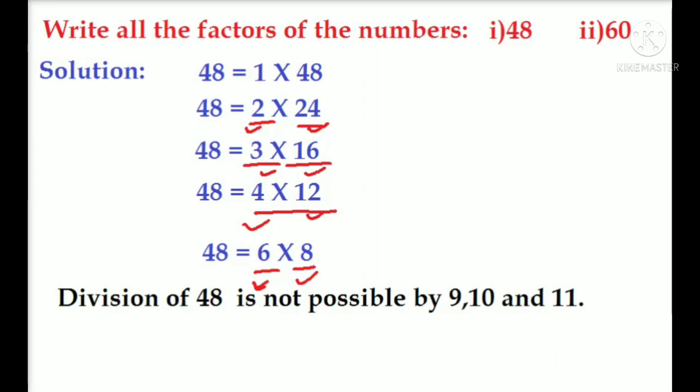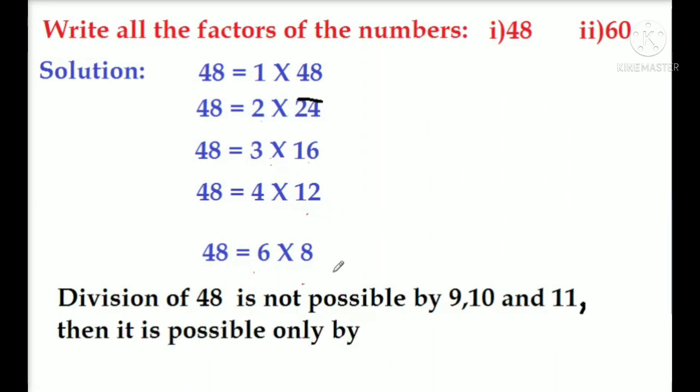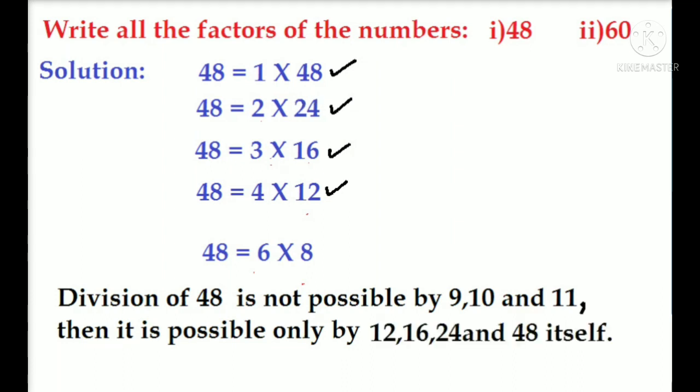After 6, 7. 7 is not a factor of 48. 48 is also not divisible by 9, 10 and 11. Now division of 48 is possible only by 12, 16, 24 and 48 itself.